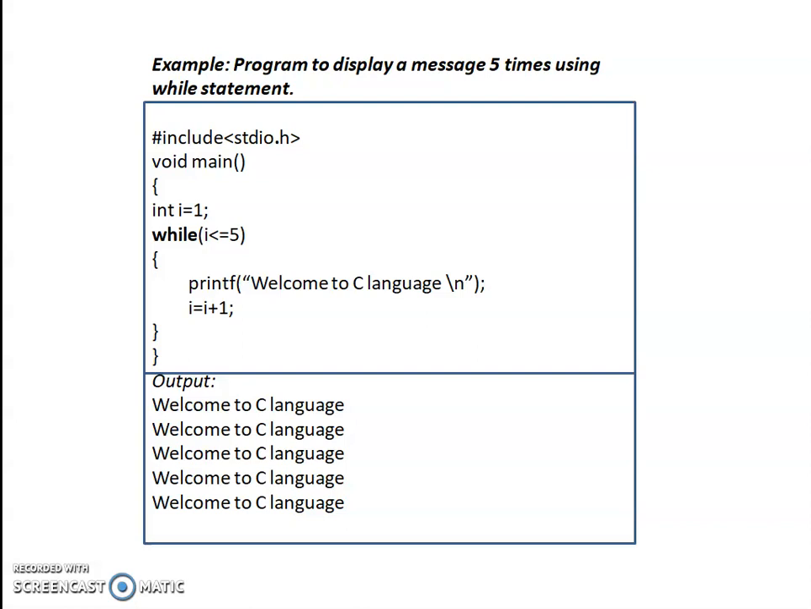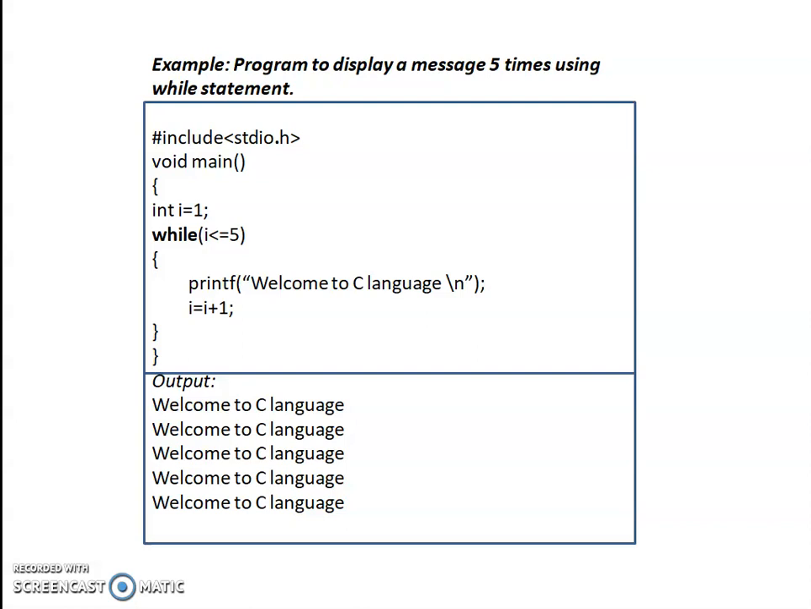Again it is true, so "welcome to C language" is printed again and i gets incremented to 3. So it keeps on till 5. While 5 is less than or equal to 5, "welcome to C language" is printed and i gets incremented to 6. Now my value is 6. When it goes back to the while condition, it checks while 6 is less than or equal to 5. Now the condition fails, it is false.